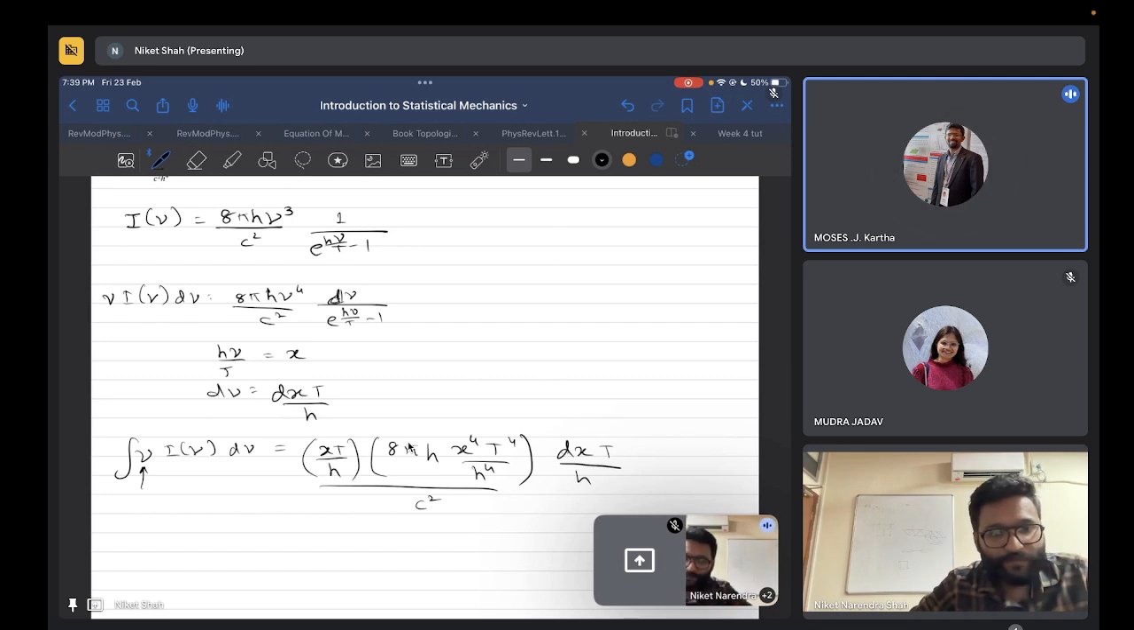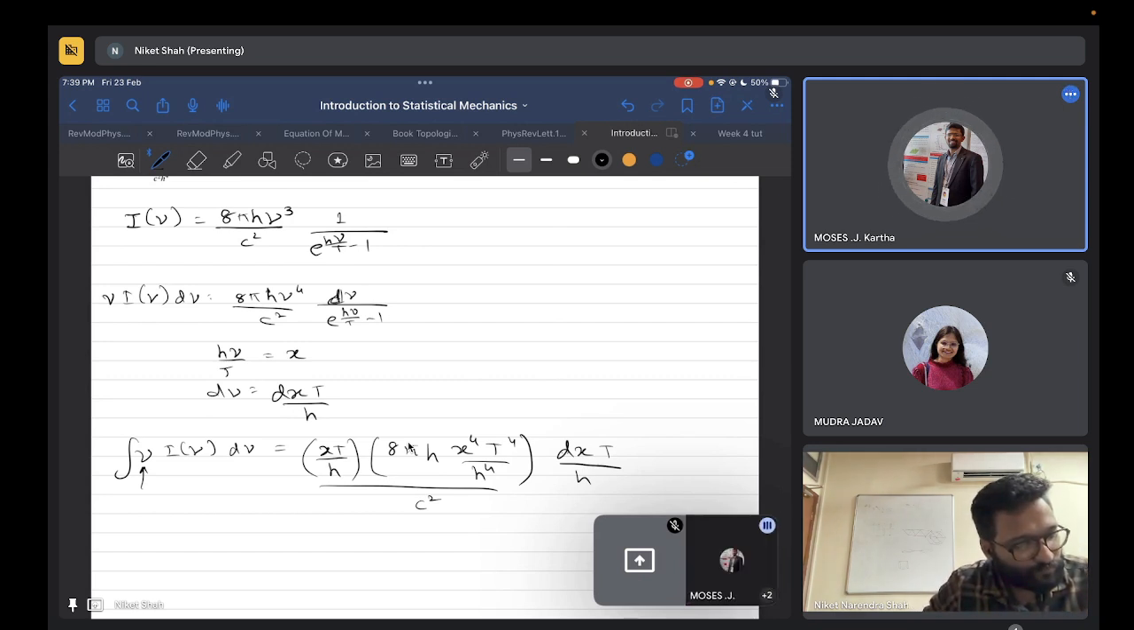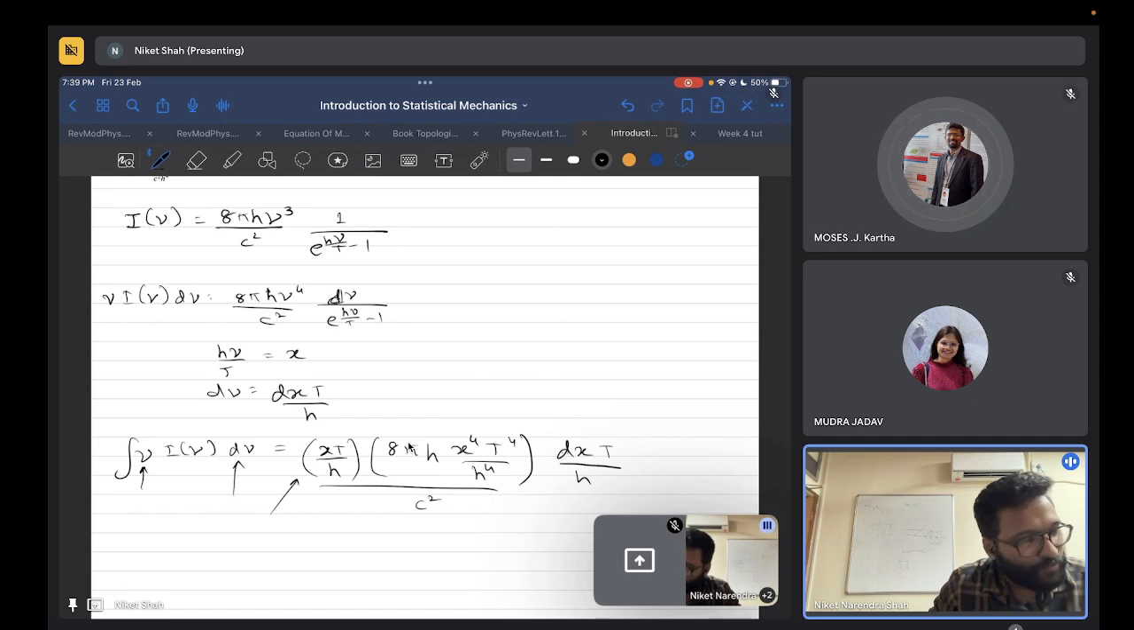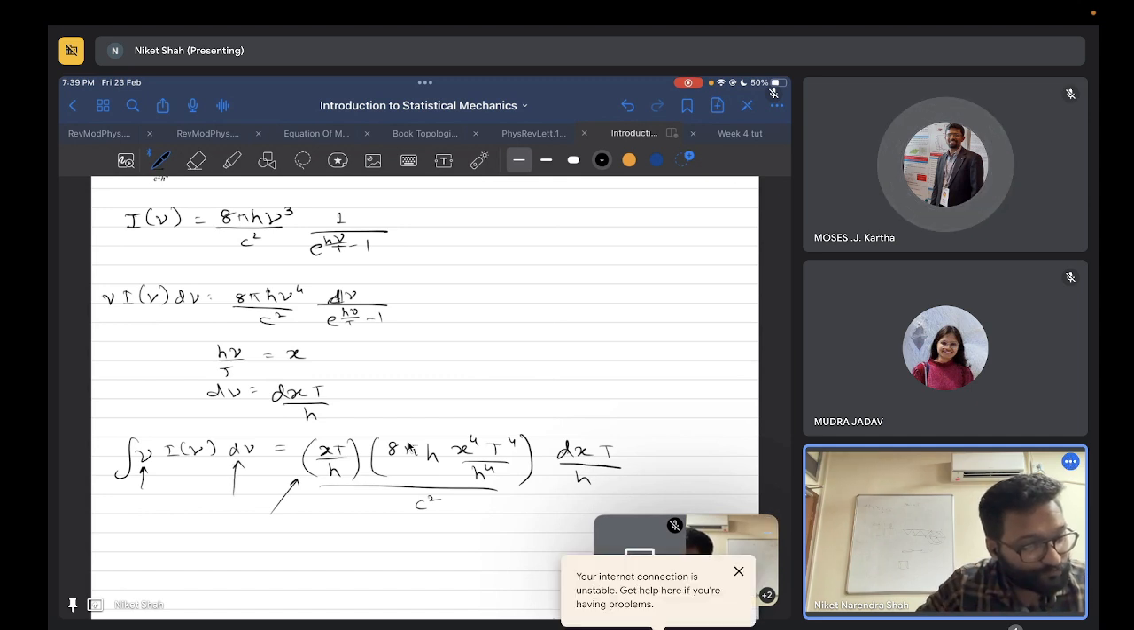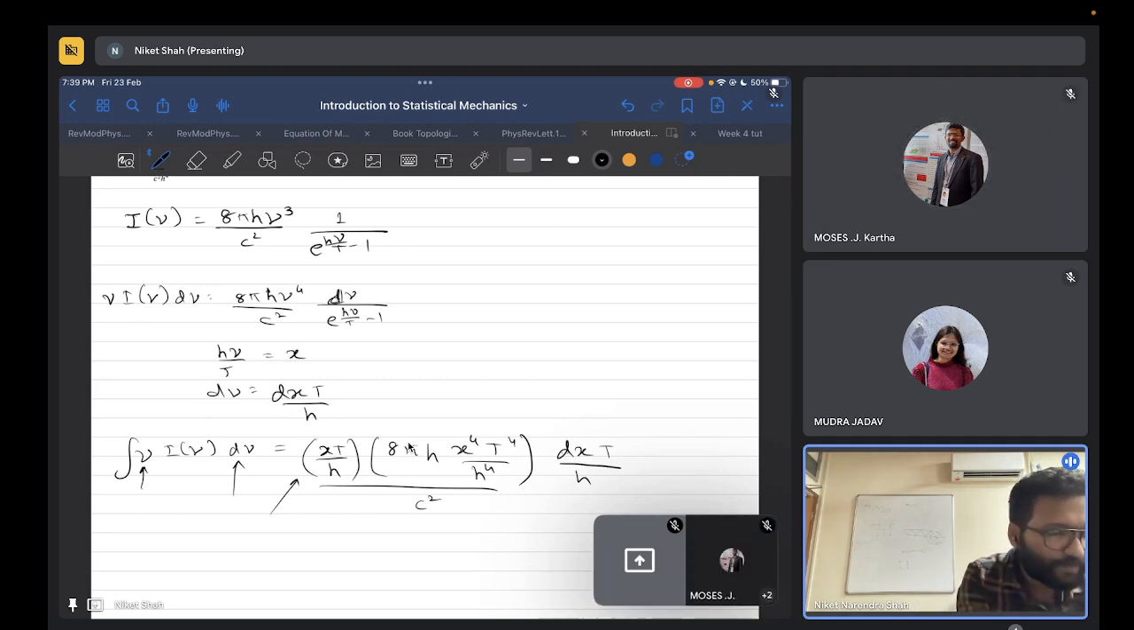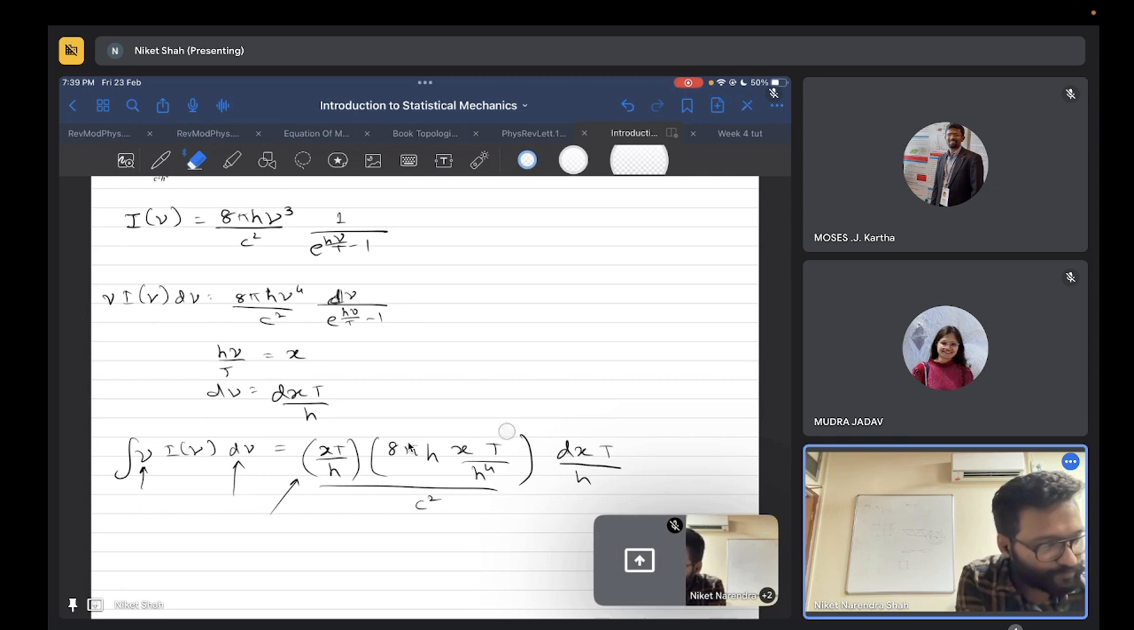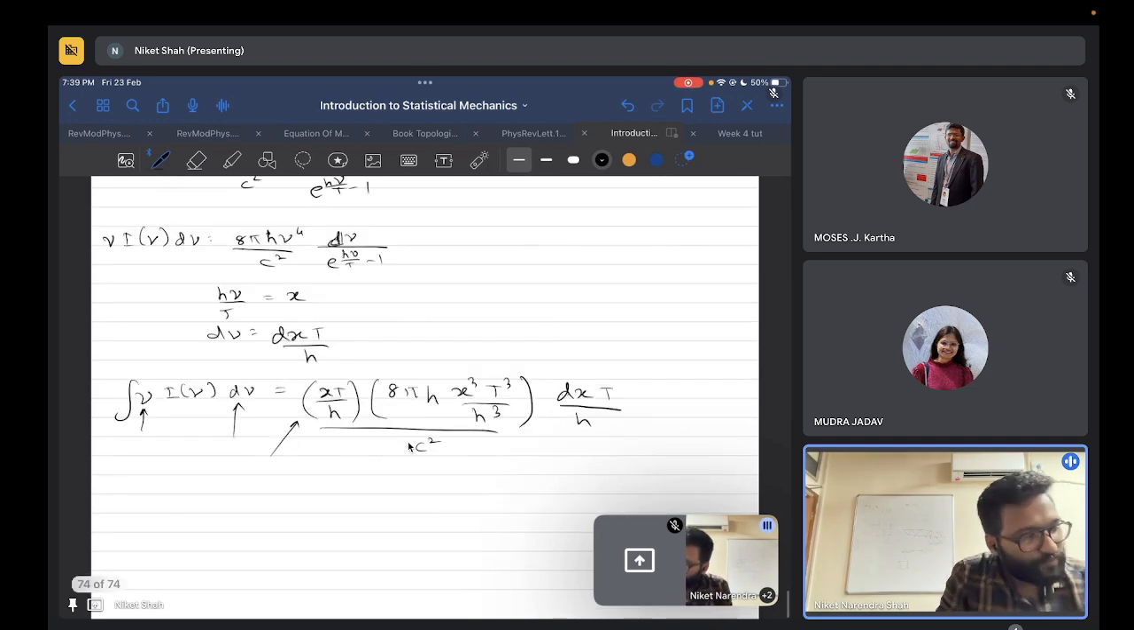Sorry, I have multiplied with nu here. Now I'm doing d nu. Oh, I have multiplied here itself, so there won't be a fourth power. My bad, my bad. Yes, making some silly mistakes. Okay, so dx into T by h divided by e raised to the power of h nu by T, which is x, minus 1.